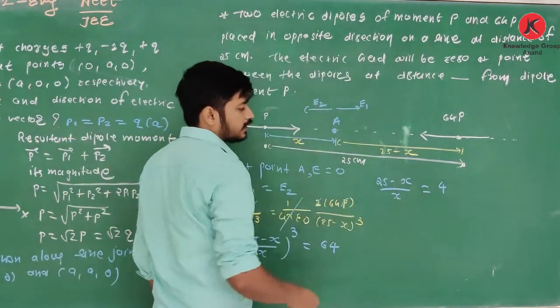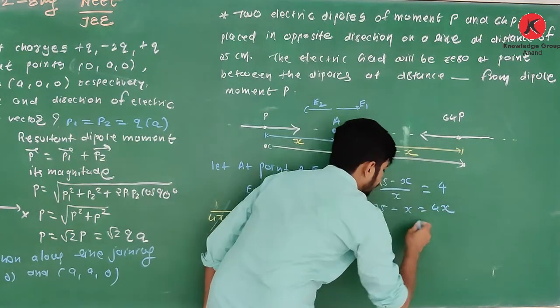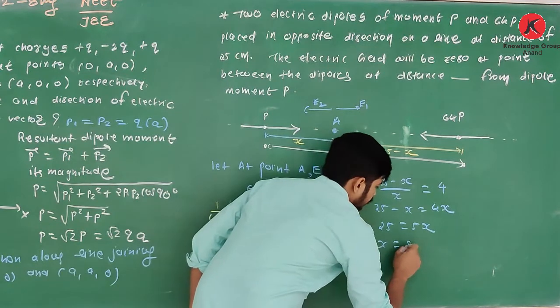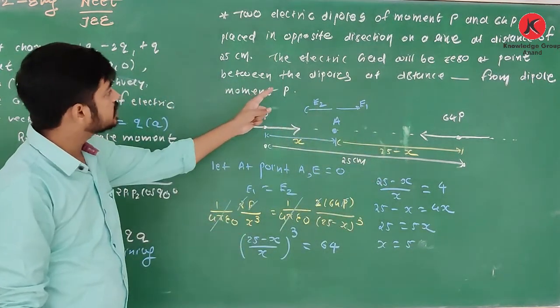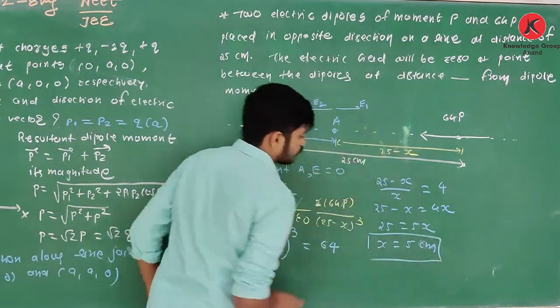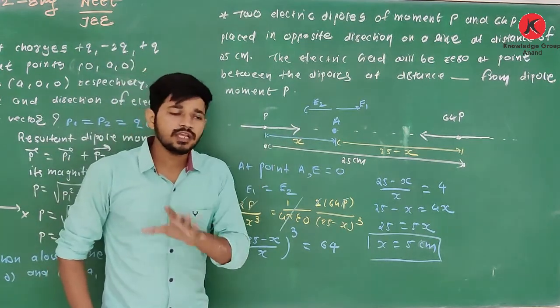Now I am multiplying for this side. So 25 minus x is equal to 4x, 25 is equal to 5x. So x is equal to 5. Distances are in centimeter. So it is 5 centimeter. So at distance 5 centimeter from this dipole, resultant electric field will be 0.